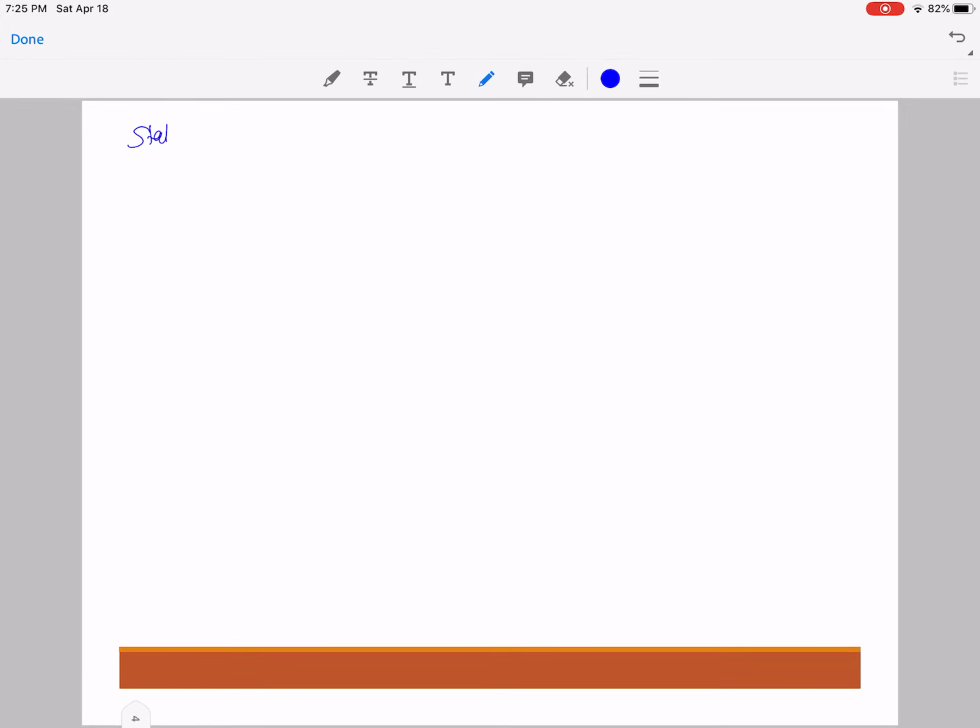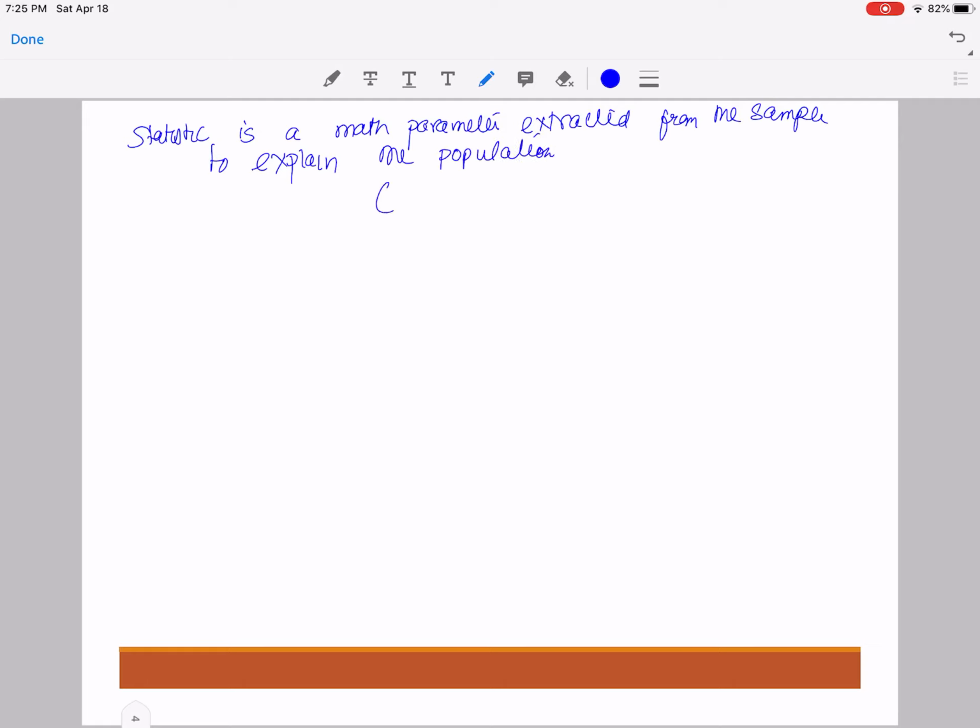So a statistic is essentially a number extracted from the sample to explain the population. That's what a statistic is. For example, X bar is a statistic, S is another statistic. So the point estimates, the parameter estimates, are also essentially statistics that help us to explain that particular set, or the population in this case.